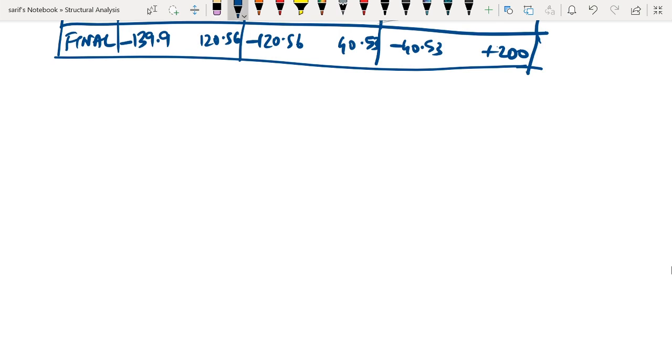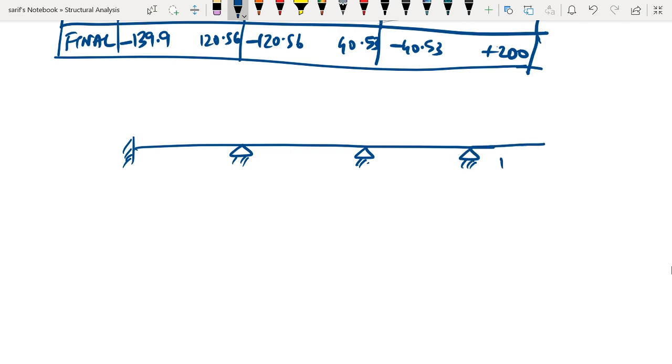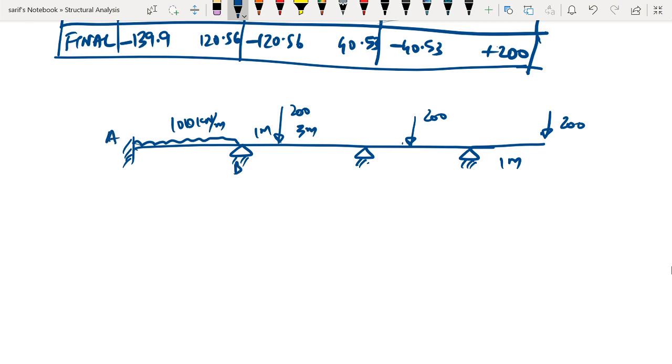Now if you try to draw the shear force and the bending moment diagram, this is what we are having. Our original diagram was like this. So this was 1 meter, this was 200, and we had a central concentrated load of 200 here. We had an eccentric load of 200 here. This was 1 meter, 3 meter, and we had a load of 100 kilonewton per meter here. So A, B, C, D, and E.